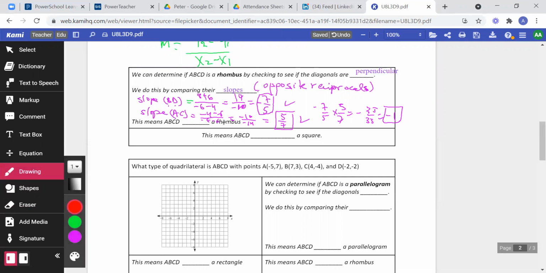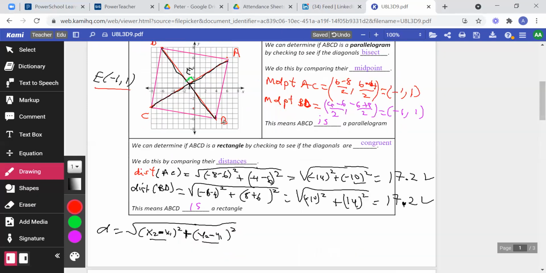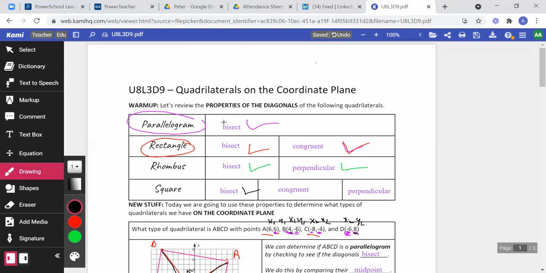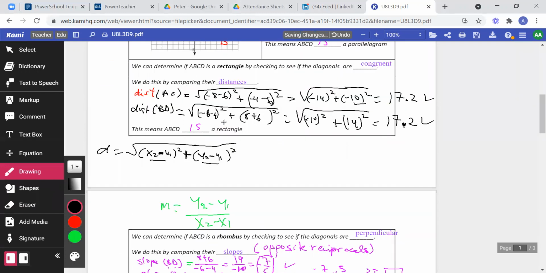So this means ABCD is a rhombus. And a shape that is both a rectangle and a rhombus is definitely a square. So you don't need to verify all these again. In the case of a square, at the beginning we said the diagonals bisect. Through the rectangle, we're able to say that the diagonals are congruent, and through the rhombus, we're able to say that the diagonals are perpendicular. So the square is automatically seen here.